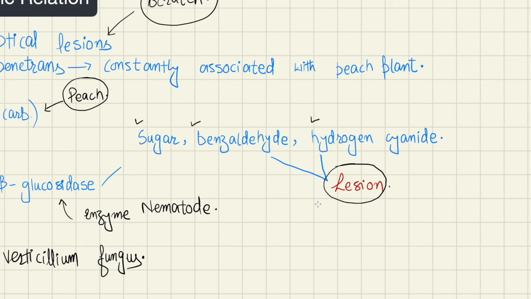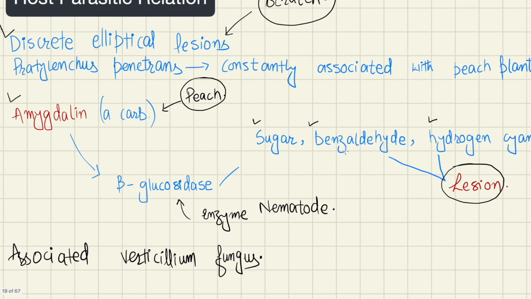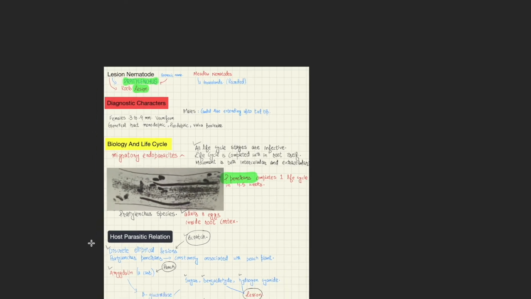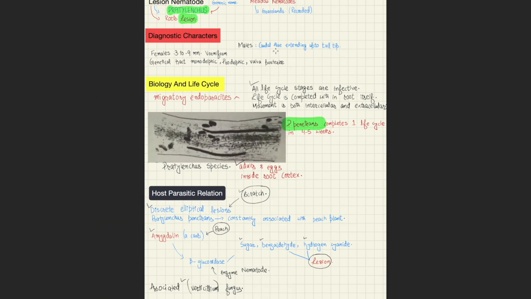As we discussed earlier, it's a migratory endoparasite, so it escapes the effect of these two by moving away. And if it is associated with a fungus called Verticillium, it not only provides a space for the Verticillium fungus, but the nematode also brings changes in the physiology of the plant that enhance the growth of the fungus. So that's all we discussed in lesion nematode.